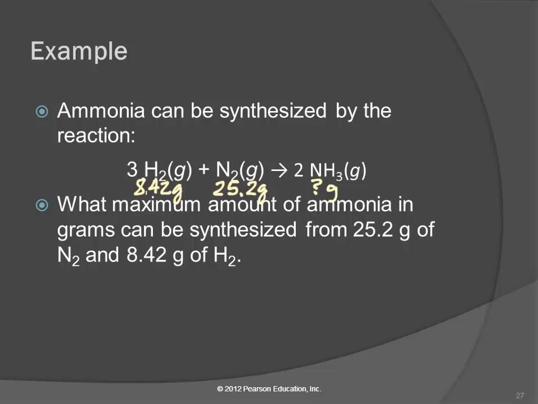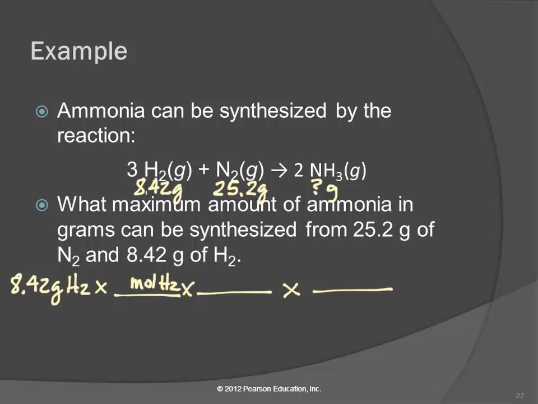So that means we do 2 equations, grams to moles to grams. So let's just start with the hydrogen because that one's first. 8.42 grams of hydrogen. 3 factors here. Grams of hydrogen to moles of hydrogen, to moles of ammonia, to grams of ammonia.